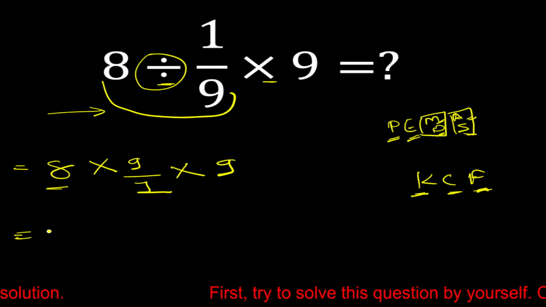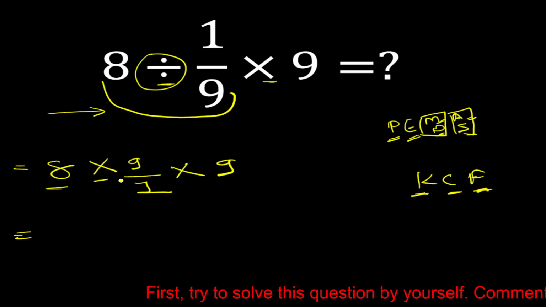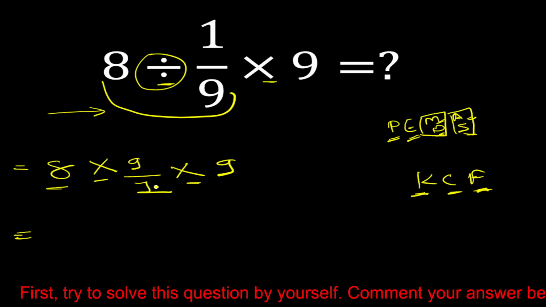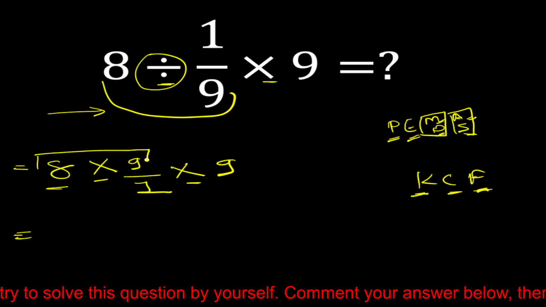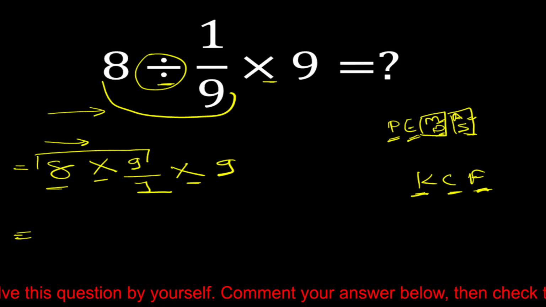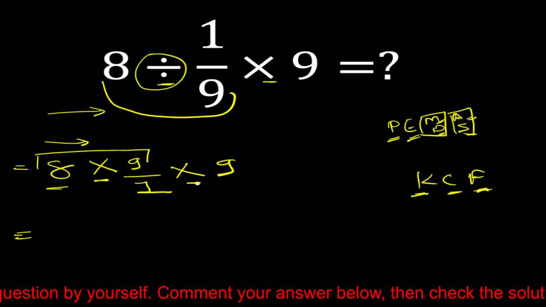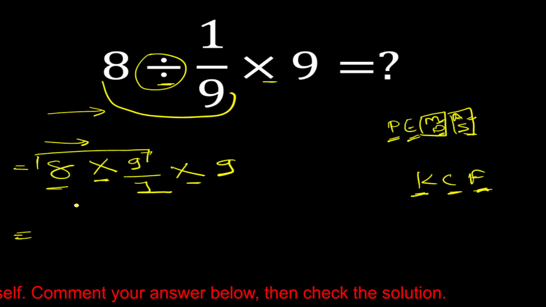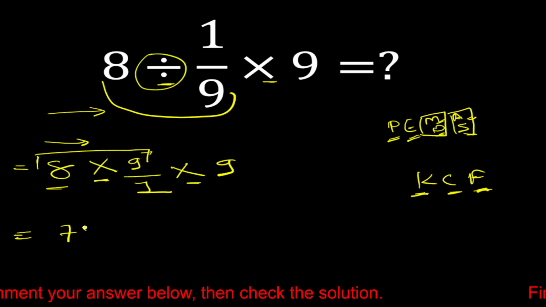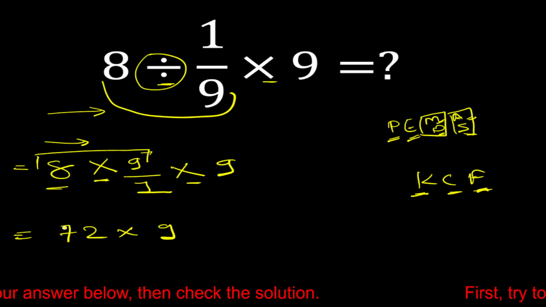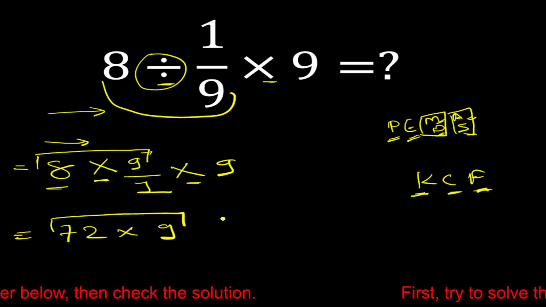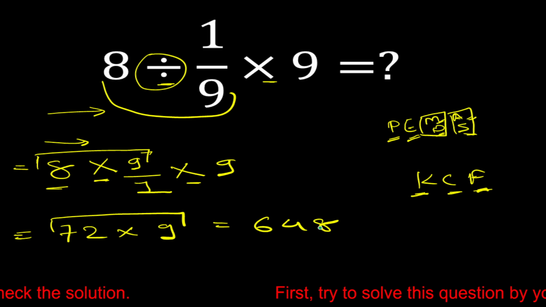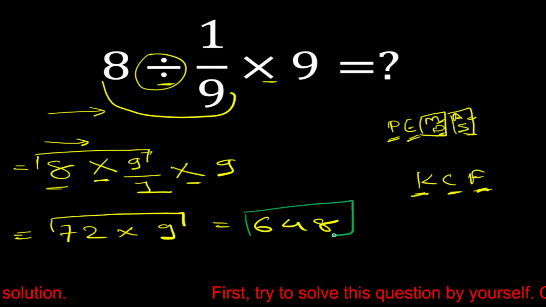So is equal to, here is one multiplication and here is also one multiplication. So first we have to solve this part because we have to move from left to right. Both have equal priority. Okay, this multiplication and this both have equal priority. So first we have to solve this part. So 8 multiply 9 is equal to 72 multiply 9. Now 72 multiply 9 is equal to 648. Okay. So 648 is the correct answer.